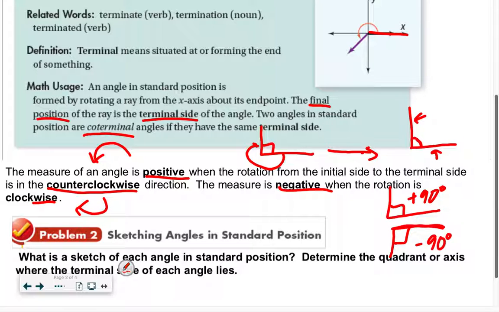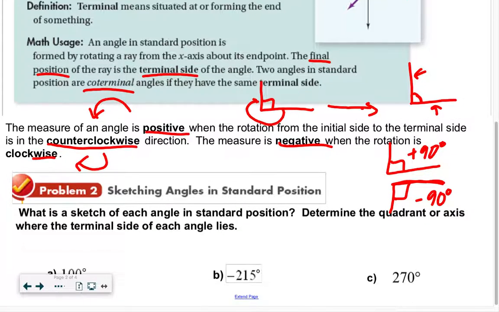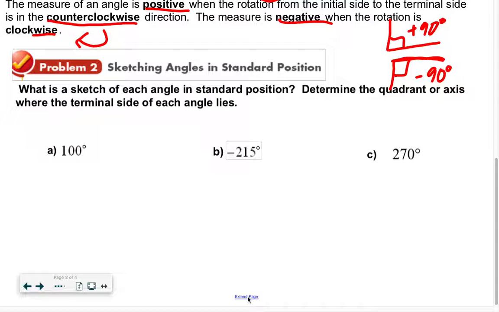Questions so far? I know there's just a lot of scribbles, but hopefully it makes sense when I start doing this. Okay, we are going to sketch. Now, granted, these are rough sketches. I definitely don't expect perfection. We're not going to get out protractors or anything. But we are going to sketch an angle in standard position.